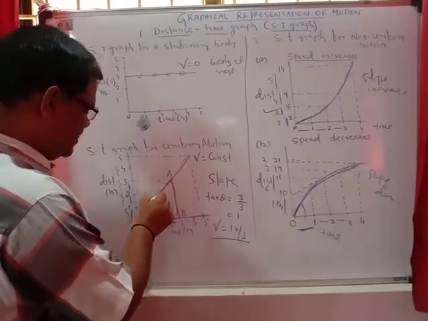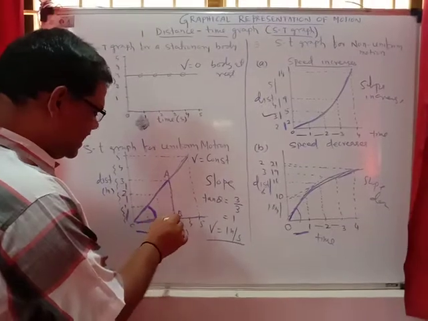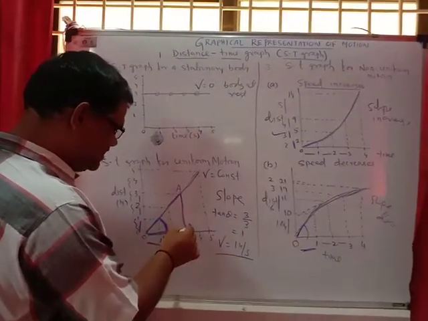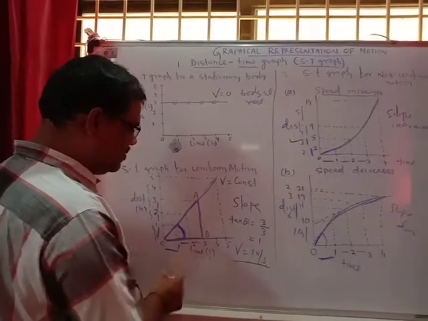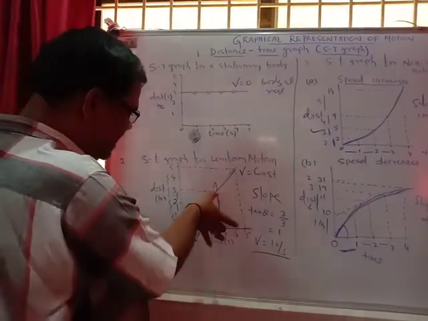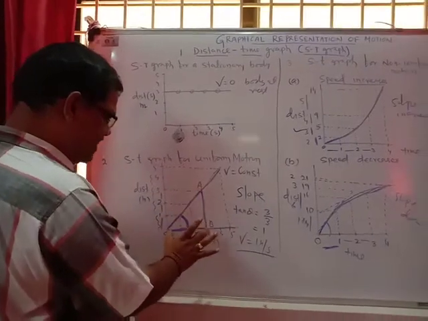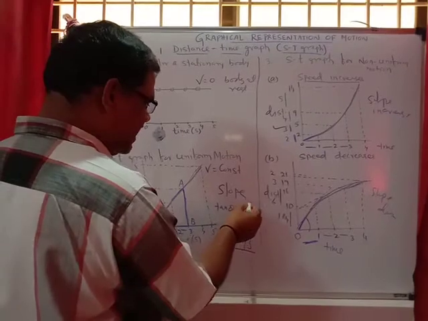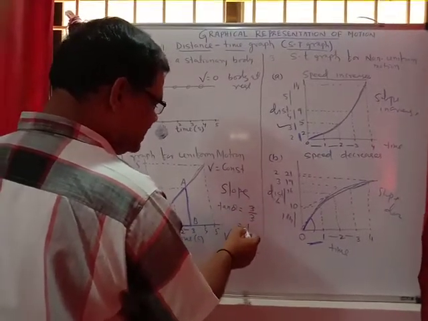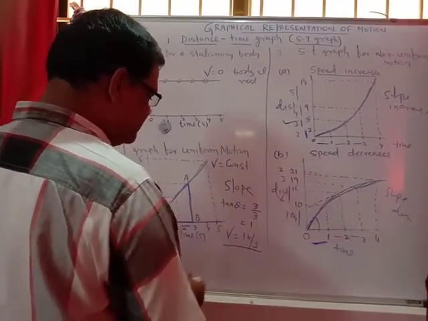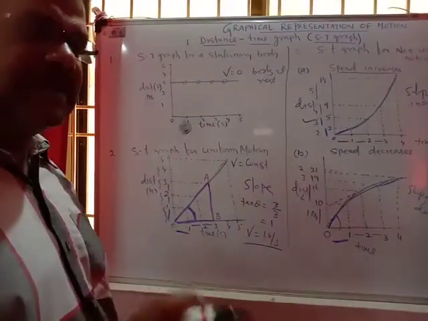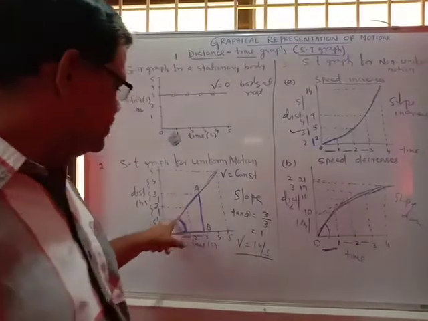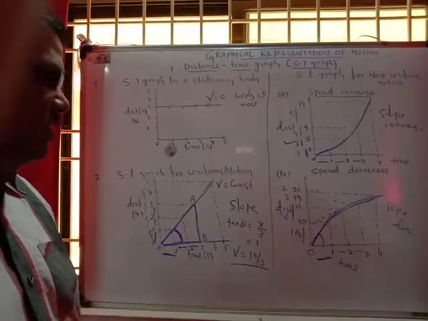So this is the triangle. You just make it a triangle, and the slope equals AB, height upon base. The slope equals height upon base. In this case, the height equals 3 meter and the base equals 3 second. So tan theta equals height by base, 3 by 3, that is 1, so the speed equals 1 meter per second. The slope is nothing but the height upon the base of a triangle. So that indicates the speed of the object.